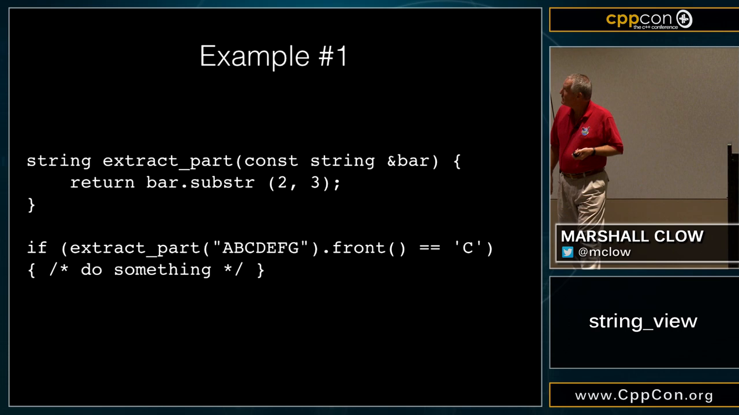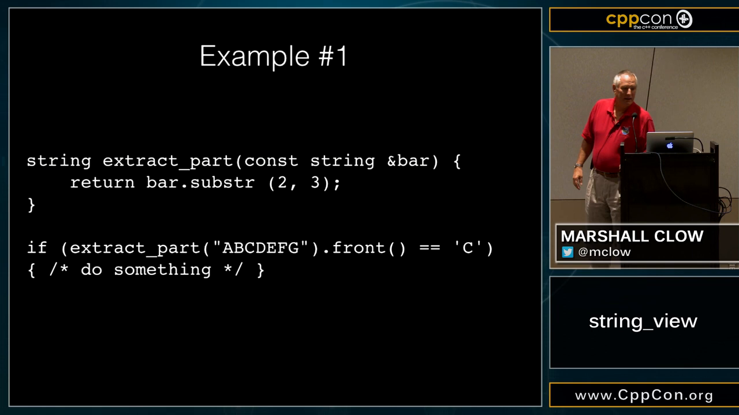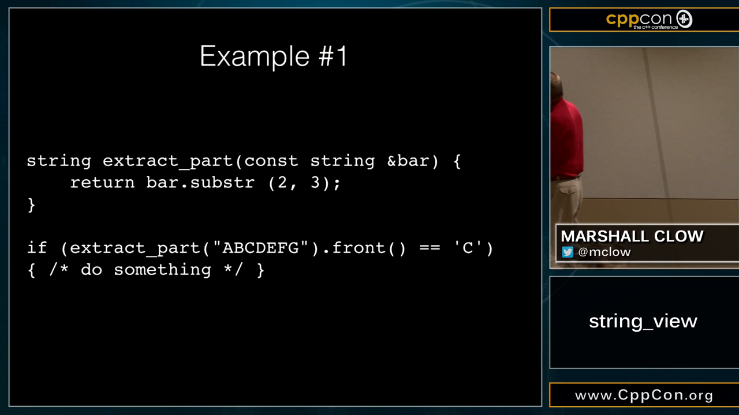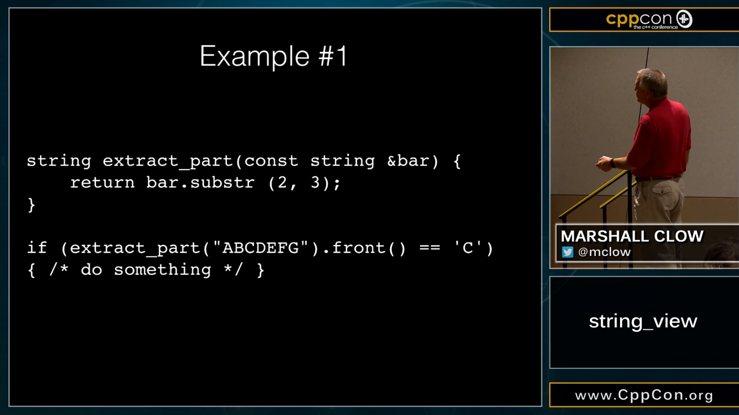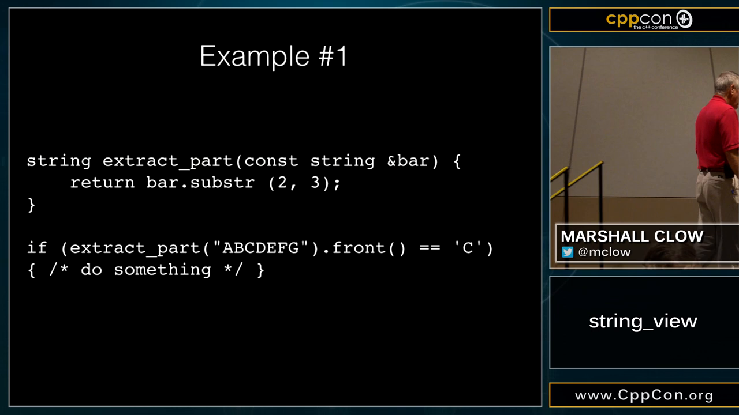Example. Toy example, but a good example. And this is where we start getting into why. So here's a real simple example. We have some code down the bottom that calls a routine on a const char star and checks to see if the first character of it is a C. And what does extract part do? It takes a const character reference and creates a substring out of it. So, how many strings are created to just run this code?